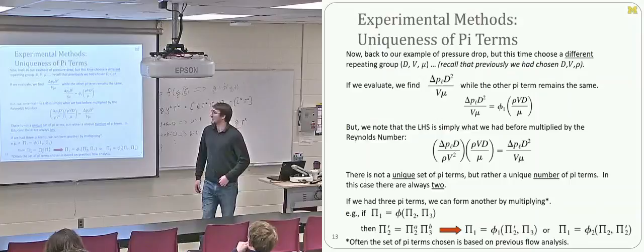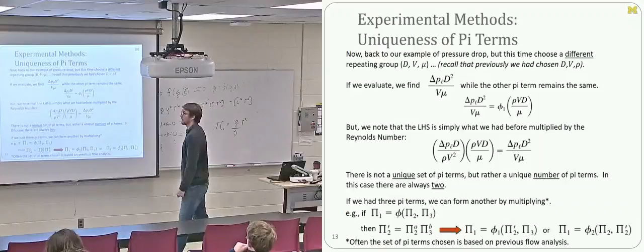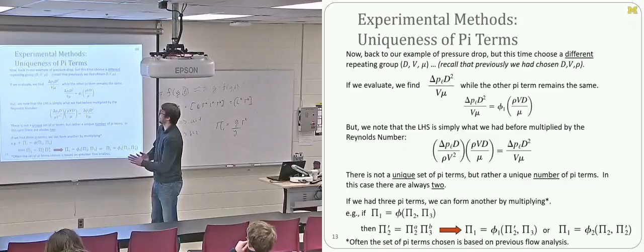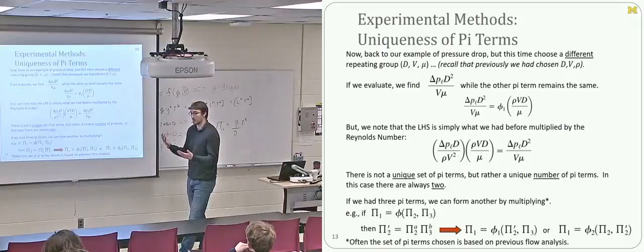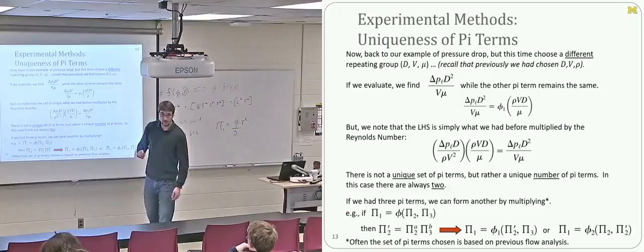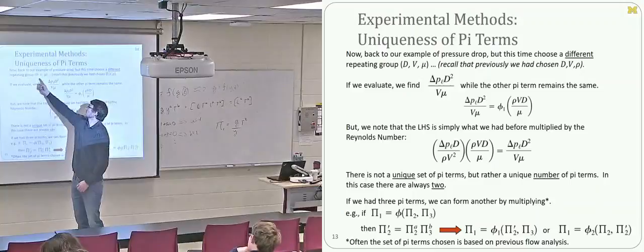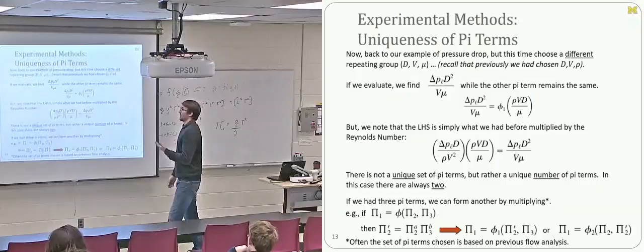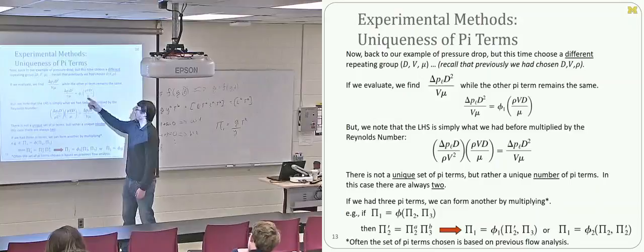I want to go back to our example of the pipe flow problem, just to demonstrate something. Remember that we picked our repeating variables, and this goes back to your question, Joe, about whether any of our repeating variable choices would work. We picked d, v, and rho, right? Diameter, velocity, density are our repeating variables. But what if we had picked different repeating variables instead? Well, if we carried this part of the problem through, what we'd find is that our pi terms would come out a little bit different.